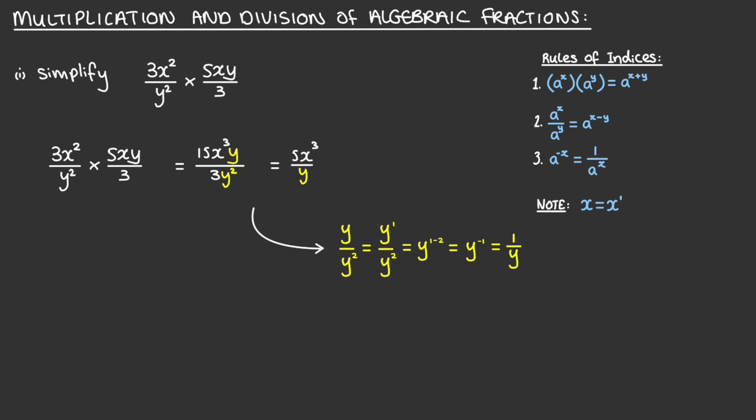Taking a look at the third rule of indices, a to the power of minus x is equal to 1 divided by a to the power of x. Therefore, y to the power of minus 1 is equal to 1 divided by y, or 1 divided by y to the power of 1. We must remember that any number to the power of 1 is just equal to the number itself. So then our answer for the simplified fraction is 5x cubed divided by y.